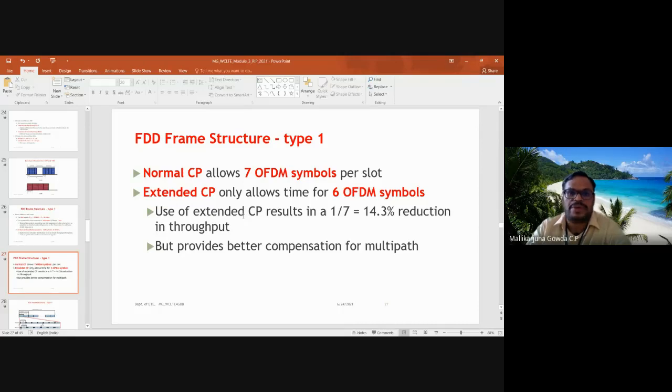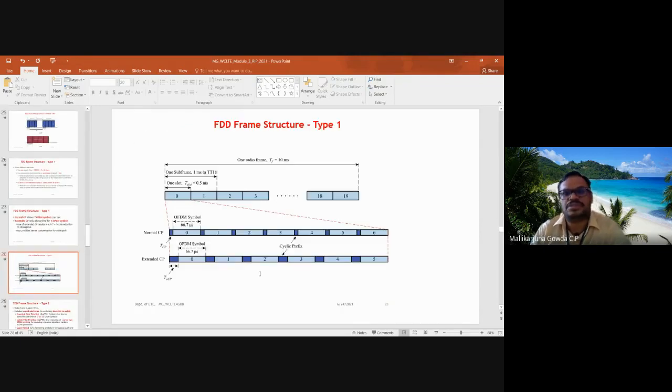So the use of the extended cyclic prefix results in a reduction in the throughput, but it provides better compensation for the multipath fading. So this is how the FDD frame structure of type 1 looks, with both normal cyclic prefix as well as extended cyclic prefix.